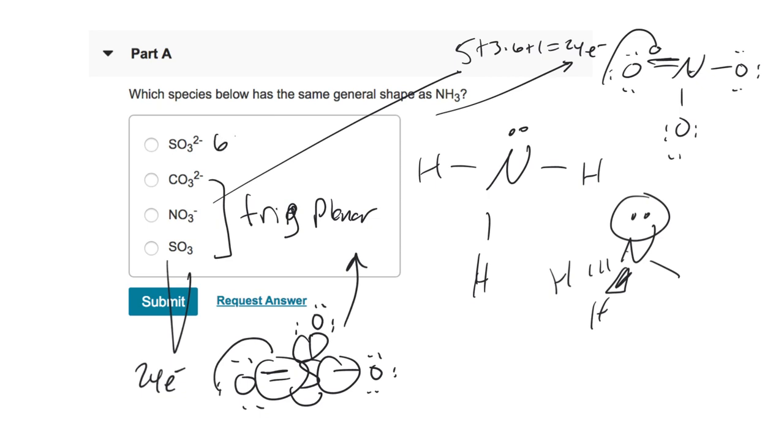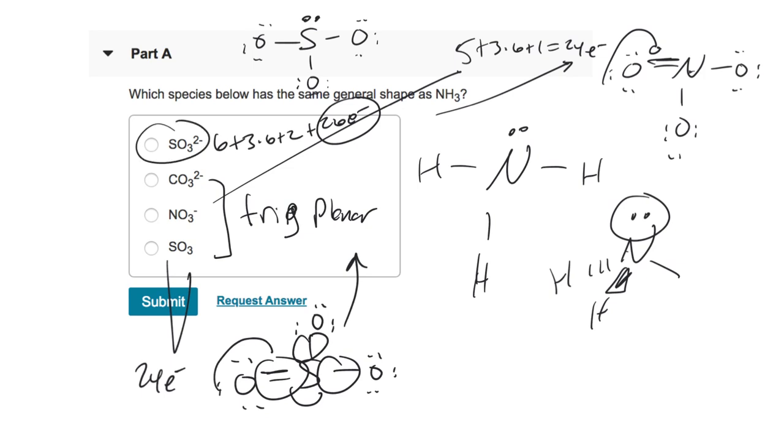SO3 2 minus: 6 plus 3 times 6 plus 2, that's 26 electrons, so now I have electrons left over for the central atom. So I have sulfur with oxygens surrounding it. That's 24 electrons, with the 2 left over on sulfur. And so SO3 2 minus is the one that has the lone pair as a domain and then 3 bonding domains. So it also is trigonal pyramidal.